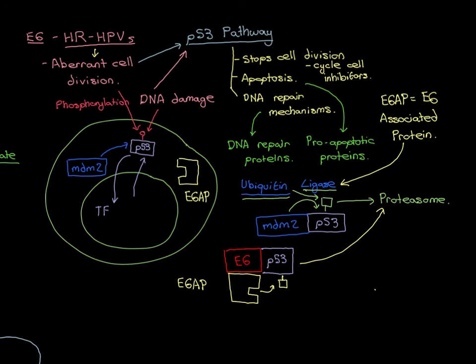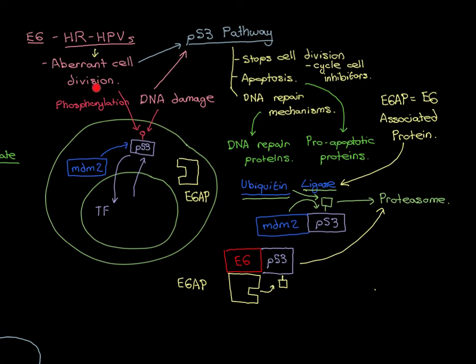So I will stress again that this is a function of the E6 protein of the high-risk human papillomaviruses. This is not a function of the E6 protein of all human papillomaviruses. Just the high-risk ones seem to have an E6 that can do this. And it turns off the P53 pathway.